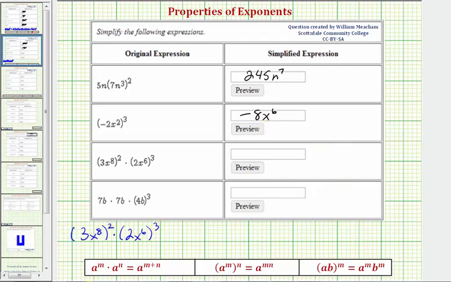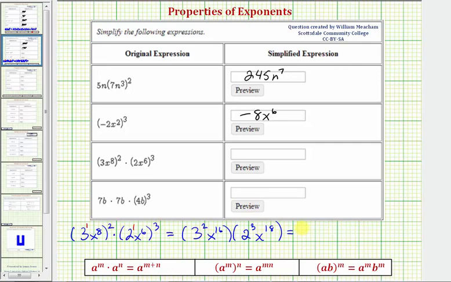Next we have (3x to the eighth) squared times (2x to the sixth) raised to the third, or 2x to the sixth cubed. So again, this is 3 to the first times x to the eighth. This is 2 to the first times x to the sixth. So because we have powers to powers, we multiply the exponents. So we would have 3 to the power of 1 times 2, or 3 squared, times x to the power of 8 times 2, that's 16, times 2 to the power of 1 times 3, so we have 2 to the third, times x to the power of 6 times 3, that's 18.